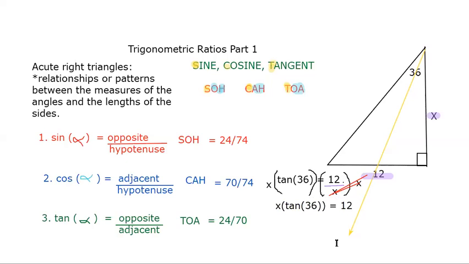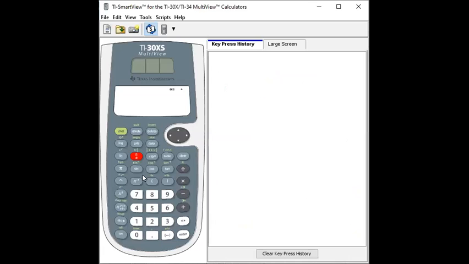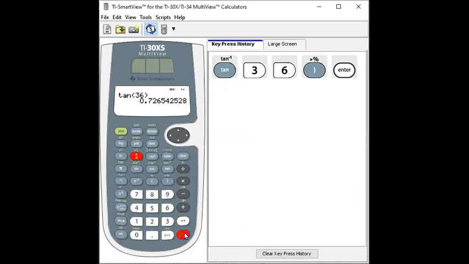Well, what is the tangent of 36? Let's figure that out. We're going to go to our calculator. We're going to use some of those buttons. Tangent 36, enter. I put that last parenthesis in there. So the tangent of 36 is 0.73.